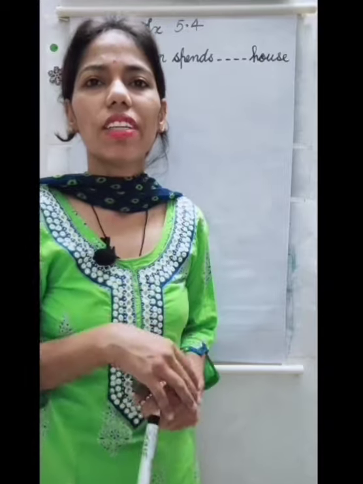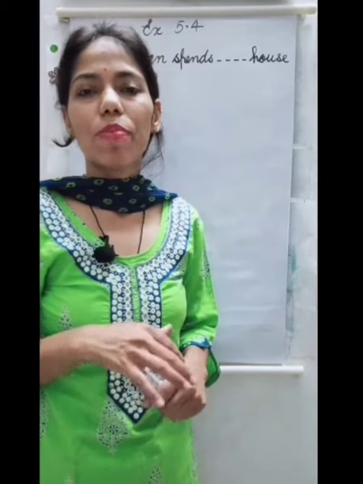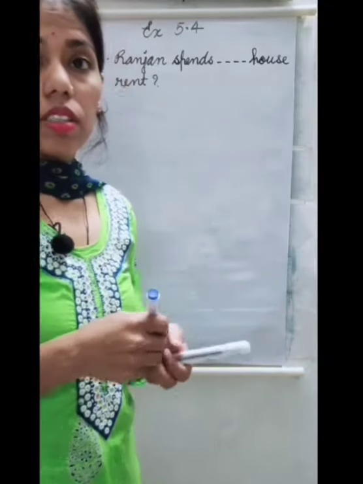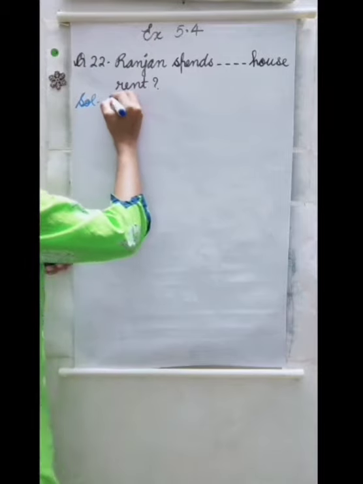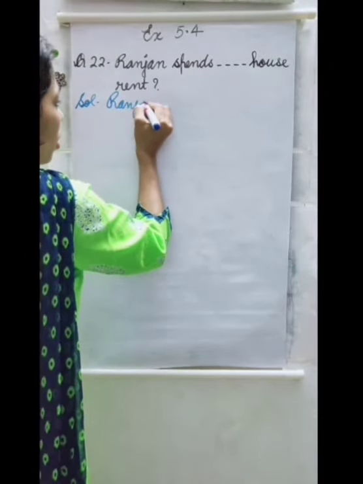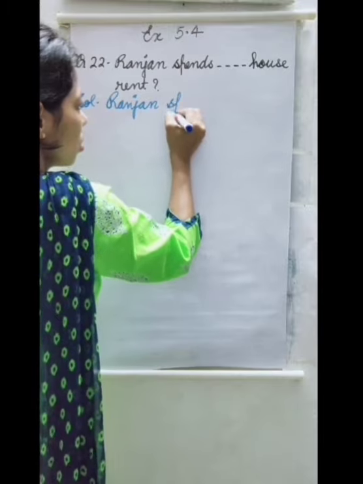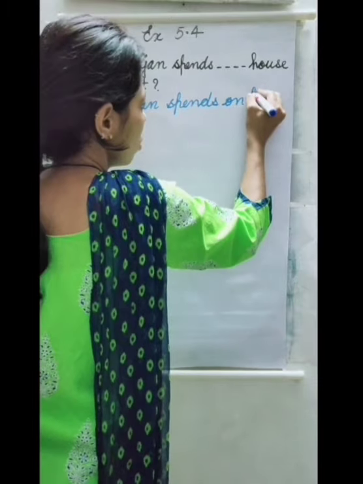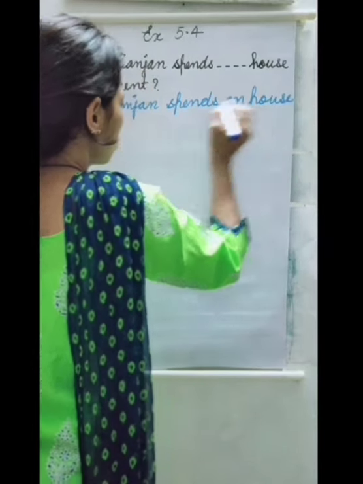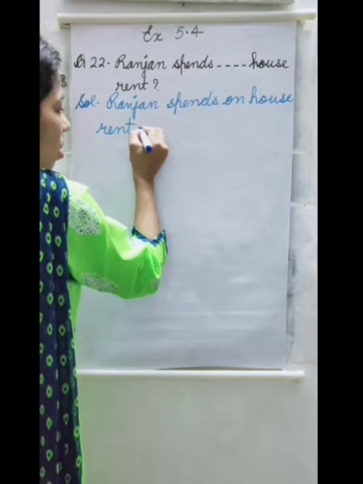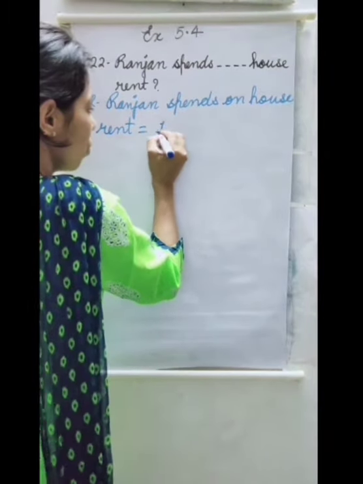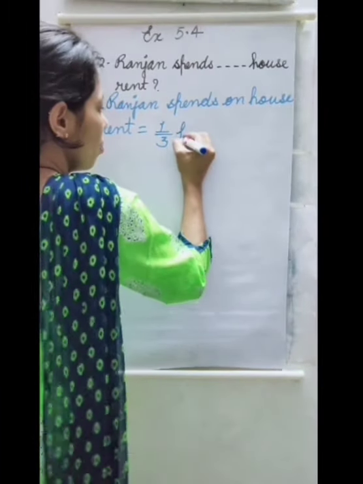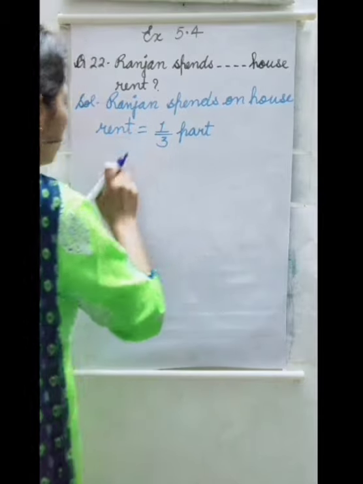So the first information given in this question is Ranjan spends 1/3 of his salary on house rent. Ranjan spends on house rent is equal to 1/3 part. It is a part of his salary.